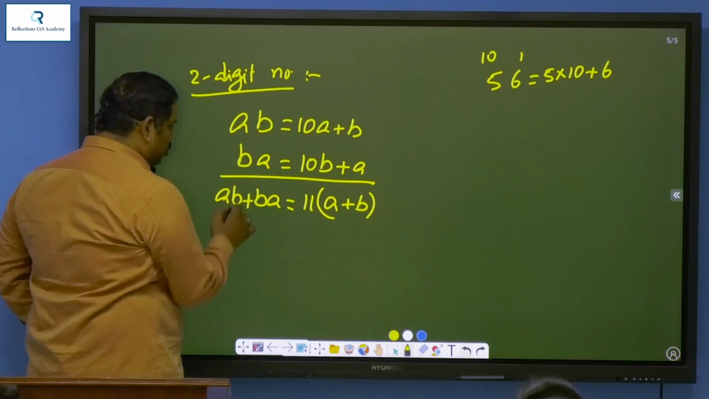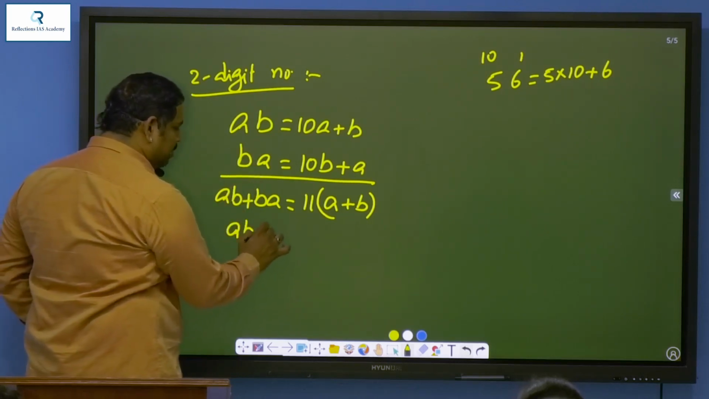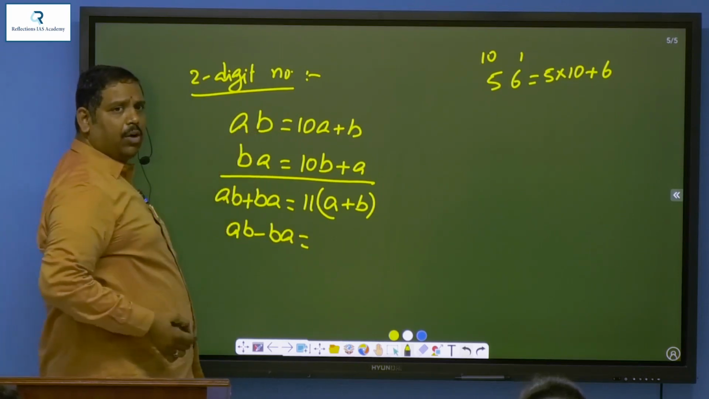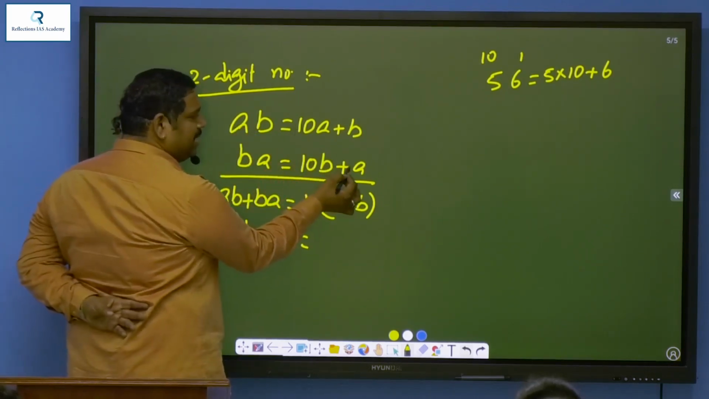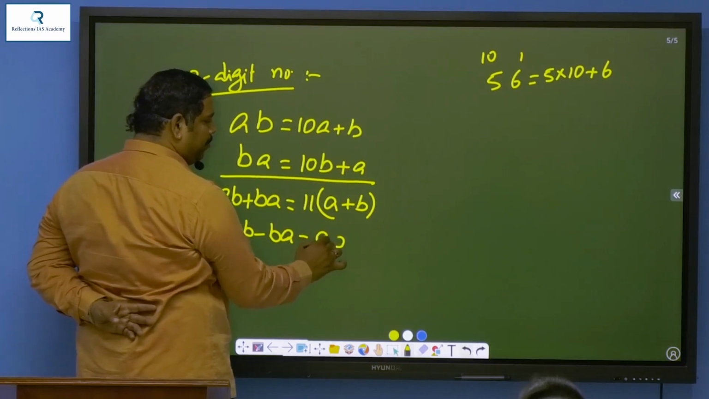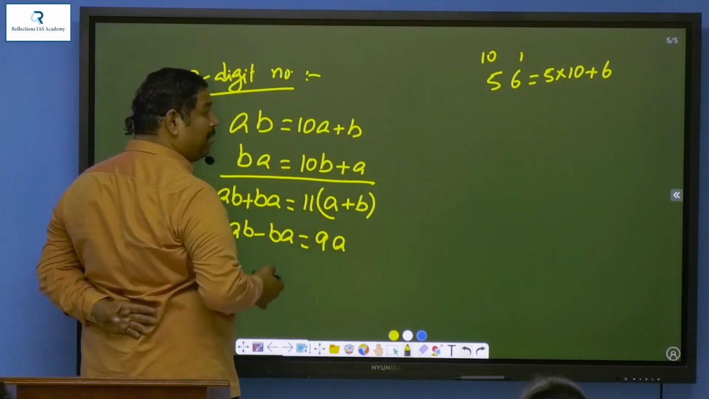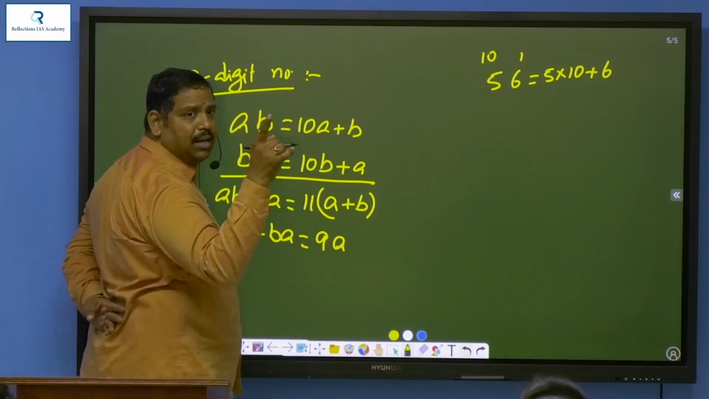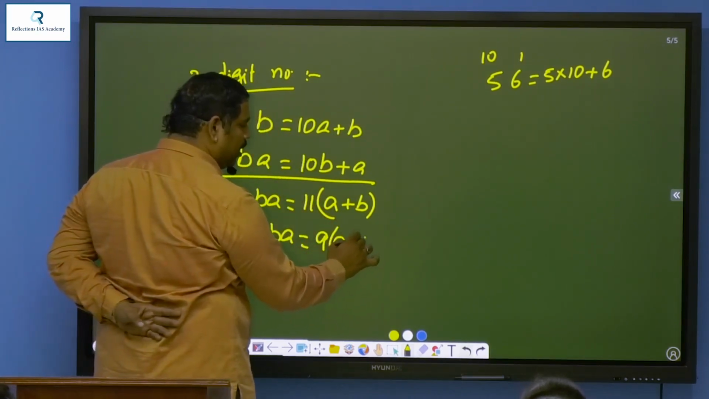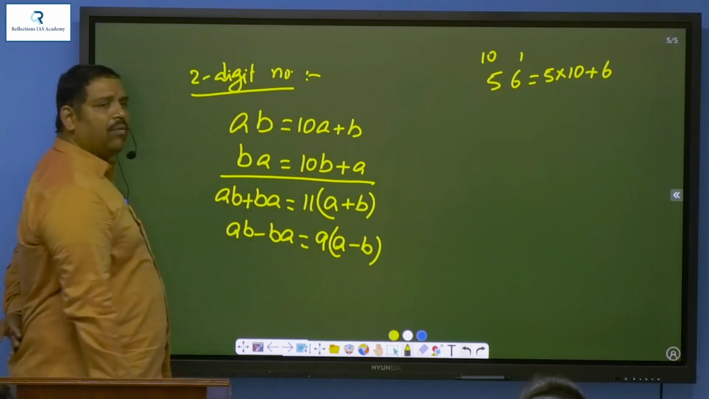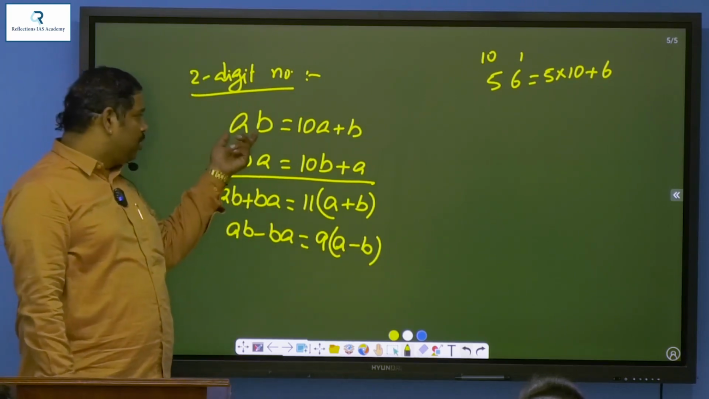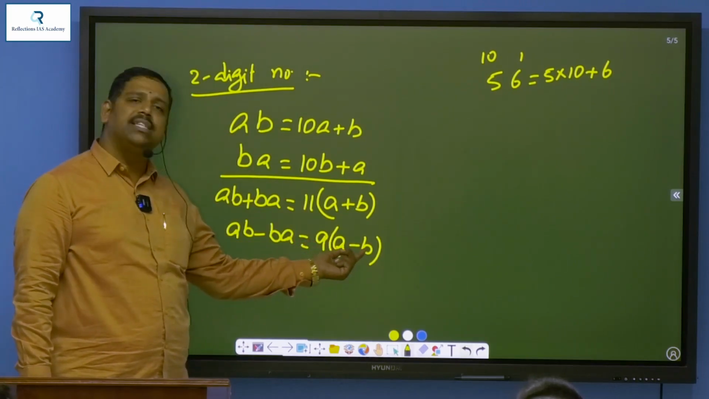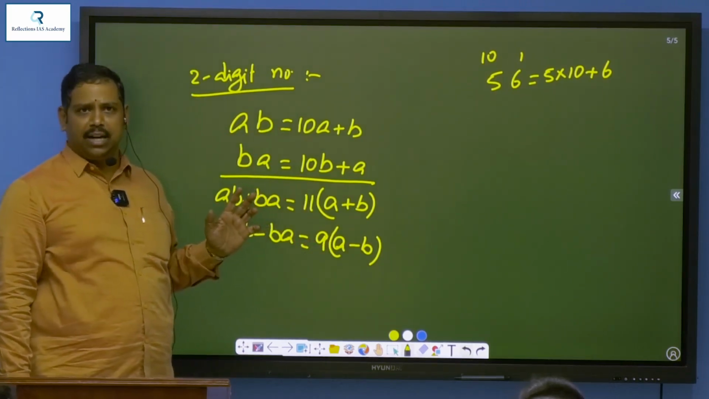Suppose I go with the difference, AB minus BA. Now tell me, 10A minus A, how much will it be? 9A. B minus 10B will be minus 9B. Can I take 9 common? Good. So now I can say that the difference of a 2-digit number and its reverse is 9 times the difference of the digits. Is it right or wrong?